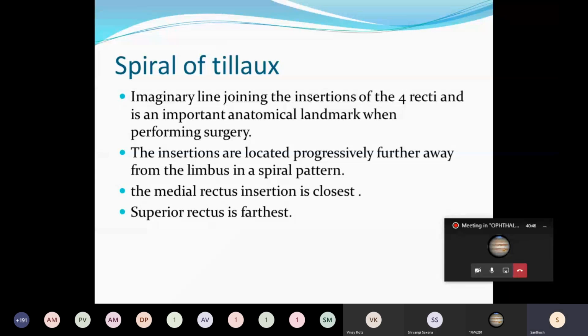The spiral of Tillaux is an imaginary line joining the insertions of the four recti and is an important anatomical landmark while performing surgery. Especially when you are removing an intraconal mass, you must know the anatomy of the spiral of Tillaux. The insertions are located progressively further away from the limbus in a spiral pattern. The medial rectus insertion is the closest, superior rectus is the farthest.